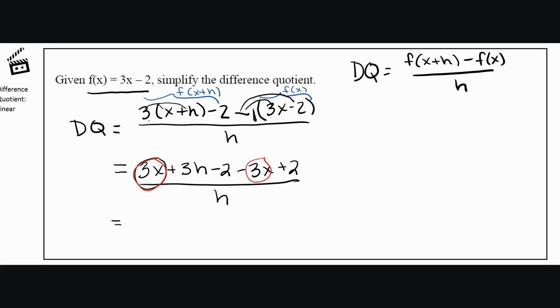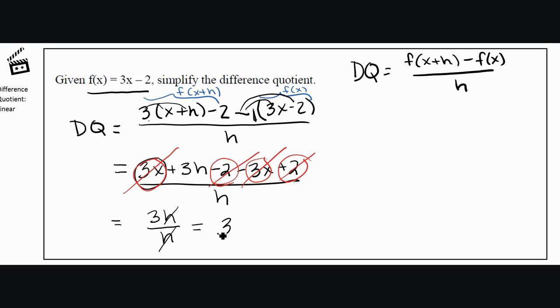So 3x minus 3x cancels out. And then we have a negative 2 here and a positive 2 here, which again, cancel each other out, go to 0. So that leaves us with 3h over h. So we can cancel the h's, and that leaves us with 3. So the difference quotient for this function is 3.